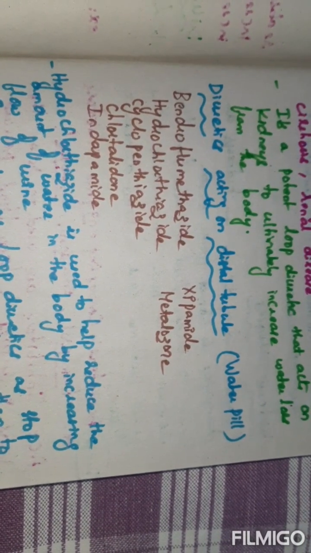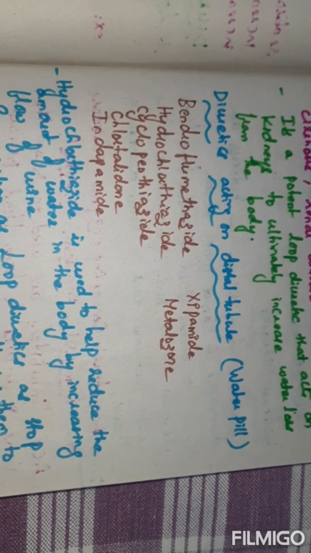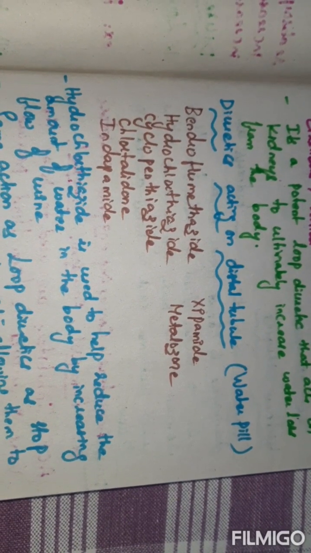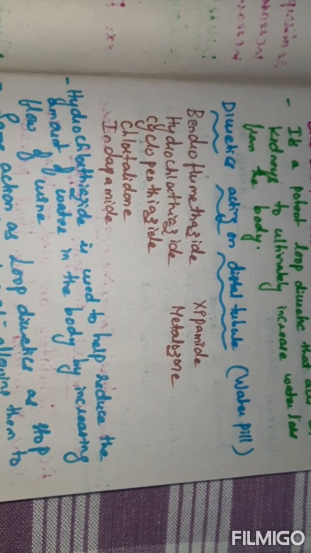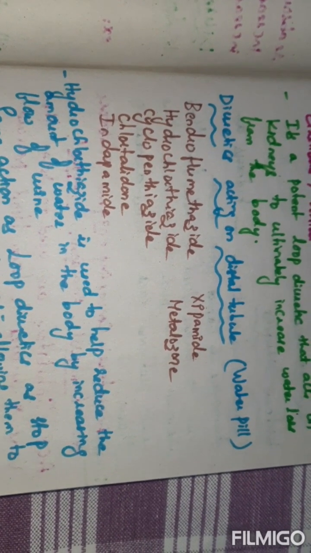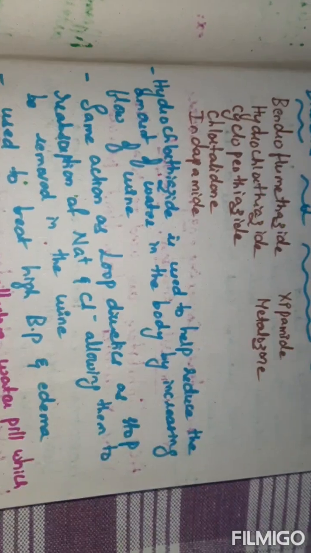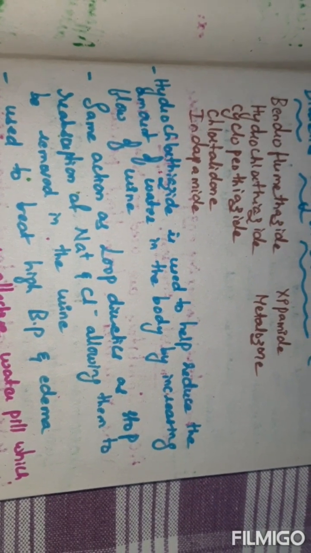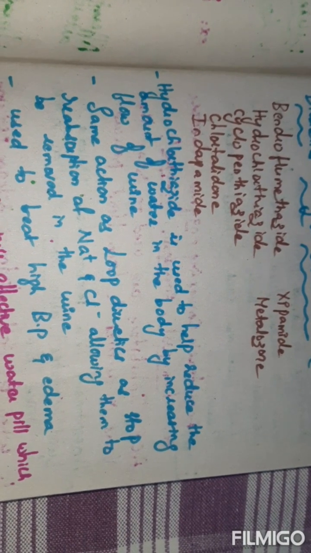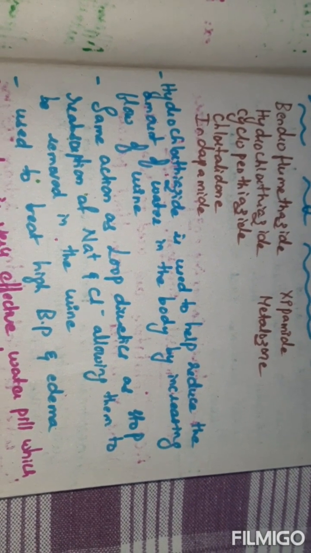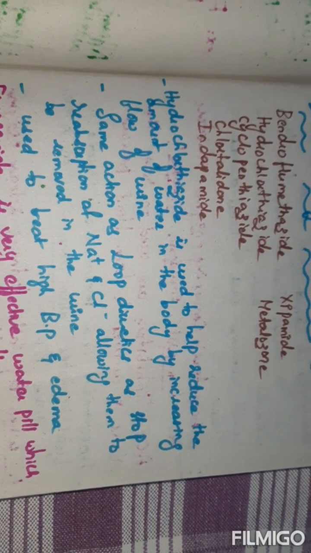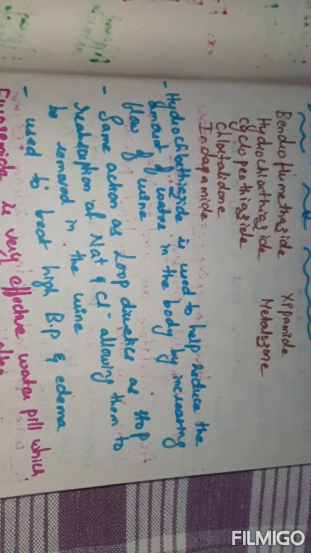Then come diuretics acting on the distal tubule. Examples are bendroflumethiazide, hydrochlorothiazide, cyclopenthiazide, chlortalidone, indapamide, xipamide, and metolazone. Hydrochlorothiazide is also used to help reduce the amount of water in the body by increasing the flow of urine, with the same action as furosemide.